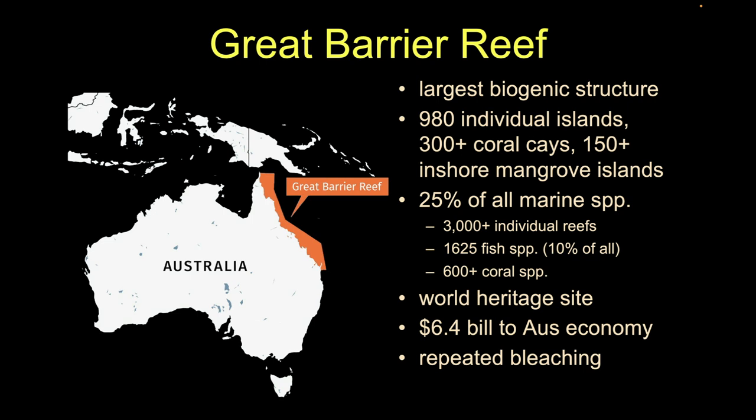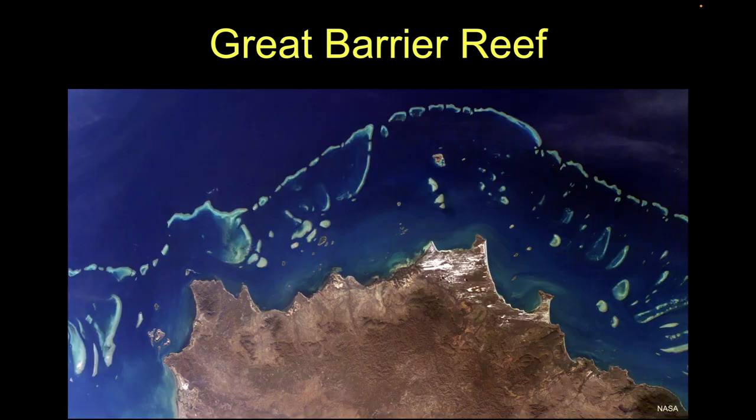It generates something on the order of about $6.4 billion to the Australian economy, primarily through tourism, but also through storm protection and things of that nature. And it's suffering continued bleaching. I strongly encourage you guys to go check out the Great Barrier Reef. At current rates, it is unlikely to exist the way it is now for much longer. Hopefully we don't lose the thing as a whole, but this is the clearest evidence of life you can see from space other than just terrestrial plants.